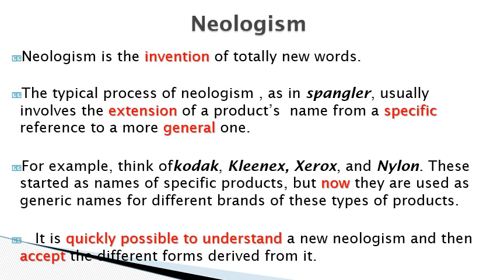The typical process of neologism, as seen in the example of Splanglo and Splanglish or Splangid, usually involves the extension of a product's name from a specific reference to a more generic sense. It means that we have a product, and this product is devised, created, invented for the first time. Then we are going to name that product, and this name, in the beginning, is going to be of a specific reference, and by constant use is going to be of generic reference. Like the names of Samsung products.